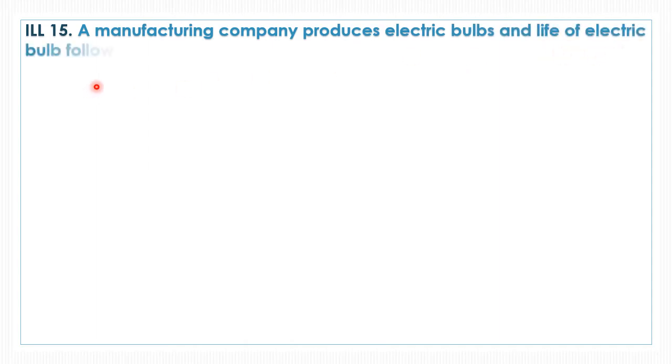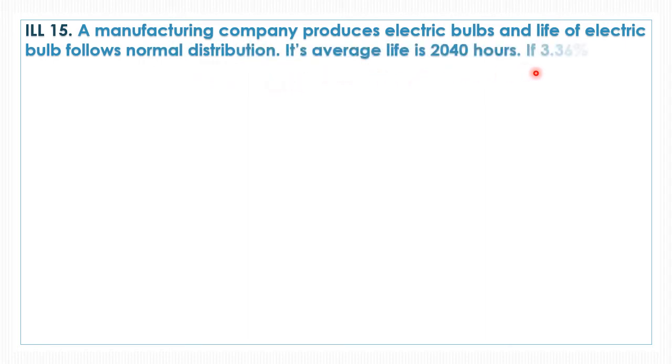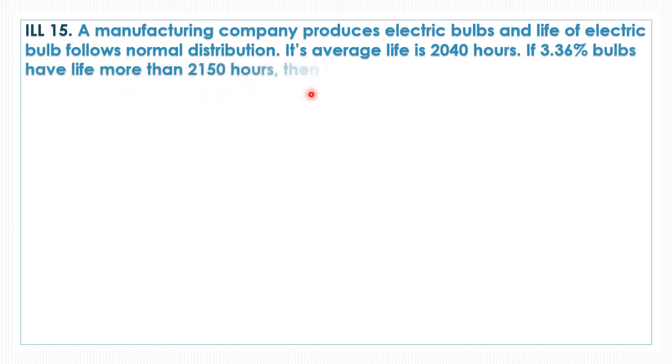Illustration 15. A manufacturing company produces electric bulbs, and the life of electric bulbs follows a normal distribution. Its average life is 2040 hours. If 3.36% of bulbs have a life of more than 2150 hours, then find the variance of the life of bulbs. Now in this question, as you can see, the mean is given, and the percentage and the value of x are given, but the variance is not given.